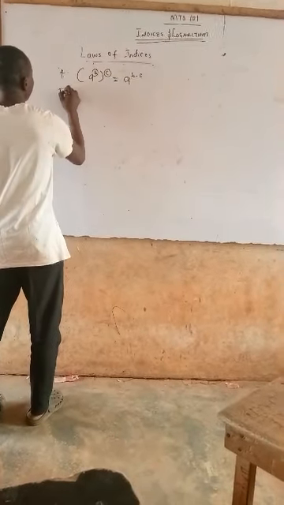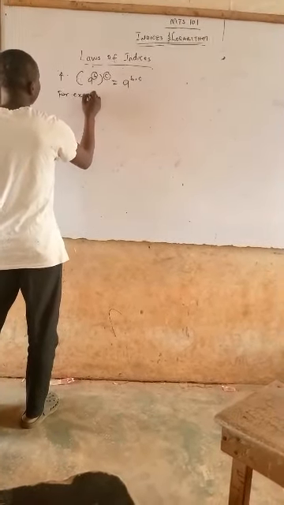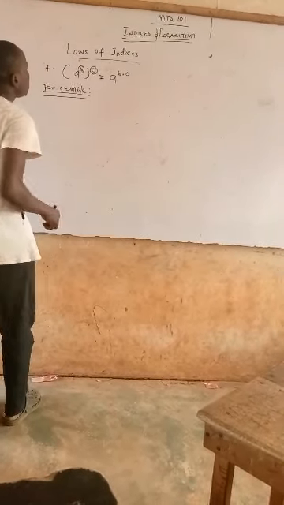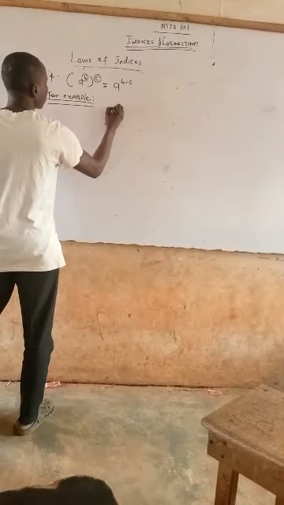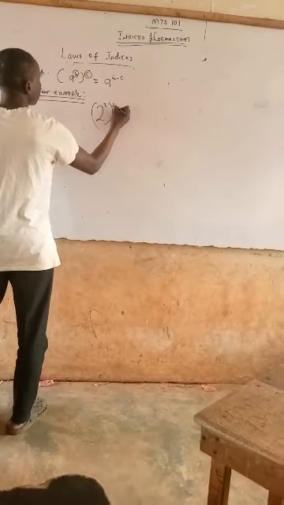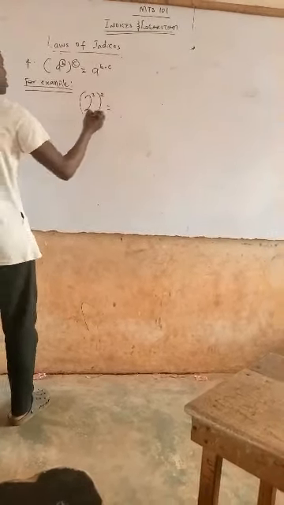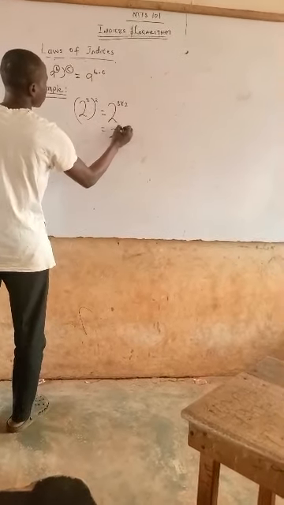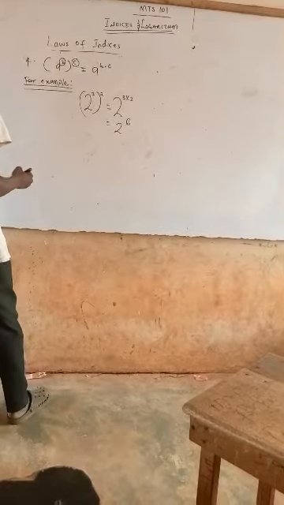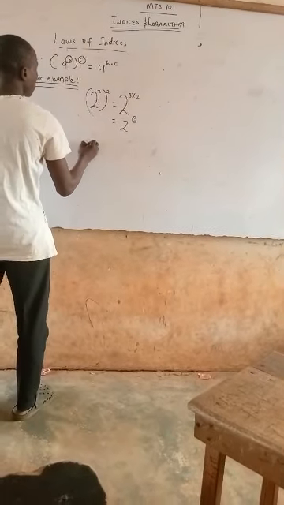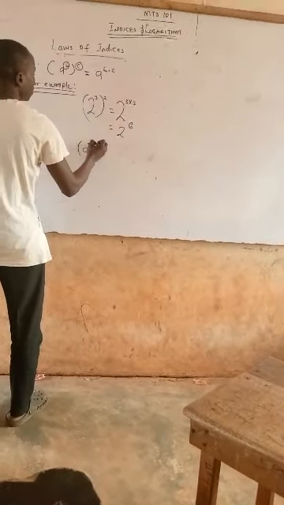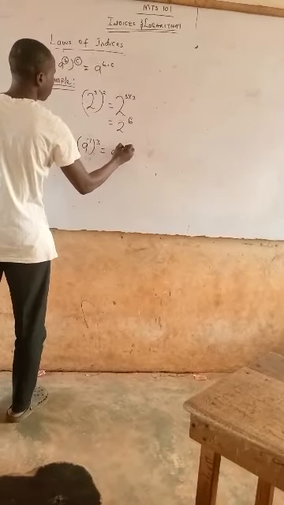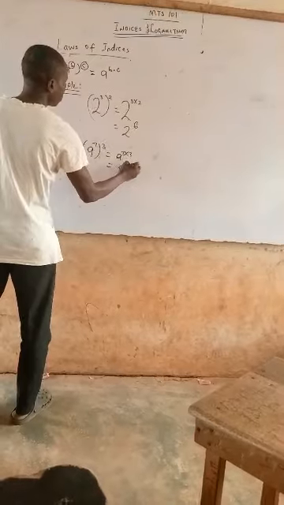Now, for example, if we have 2 raised to the power of 3 raised to the power of 2, it's the same thing as 2 raised to the power of 3 multiplied by 2, which will give us 2 raised to the power of 6. If we have a raised to the power of 7 raised to the power of 3, it's the same thing as a raised to the power of 7 multiplied by 3, which is a raised to the power of 21.